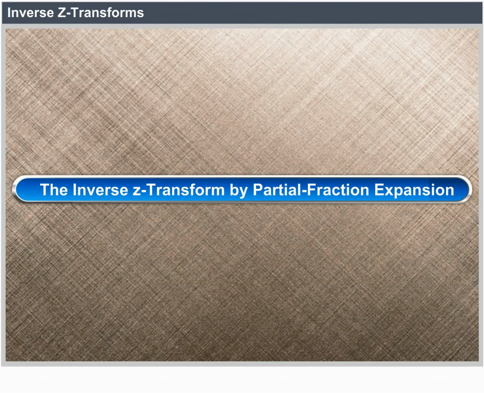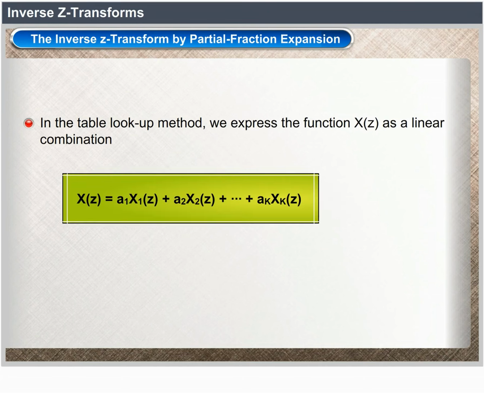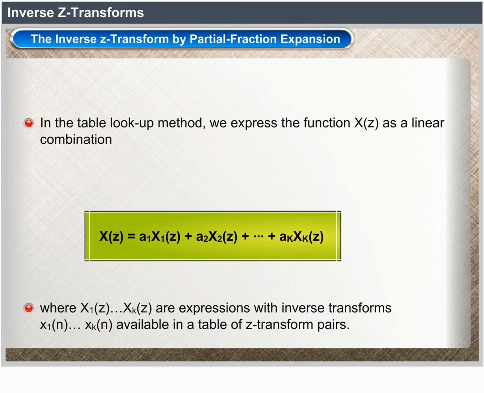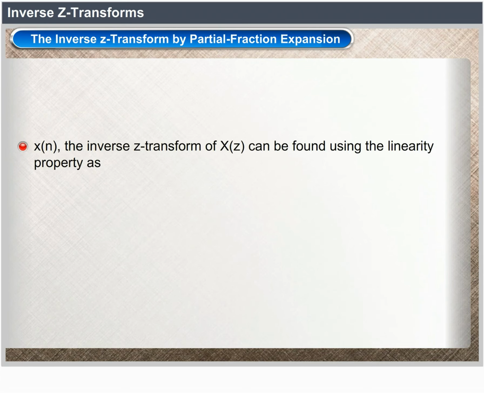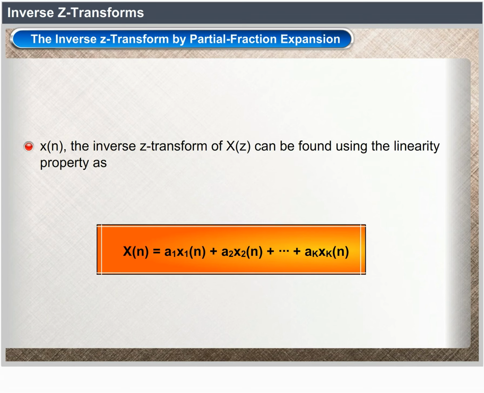The inverse Z transform by partial fraction expansion. In the table lookup method, we express the function X(z) as a linear combination X(z) = alpha1 X1(z) + alpha2 X2(z) + etc. + alphak Xk(z), where X1(z), etc., Xk(z) are expressions with inverse transforms x1(n), etc., xk(n) available in a table of Z transform pairs. x(n), the inverse Z transform of X(z), can be found using the linearity property as x(n) = alpha1 x1(n) + alpha2 x2(n) + etc. + alphak xk(n).